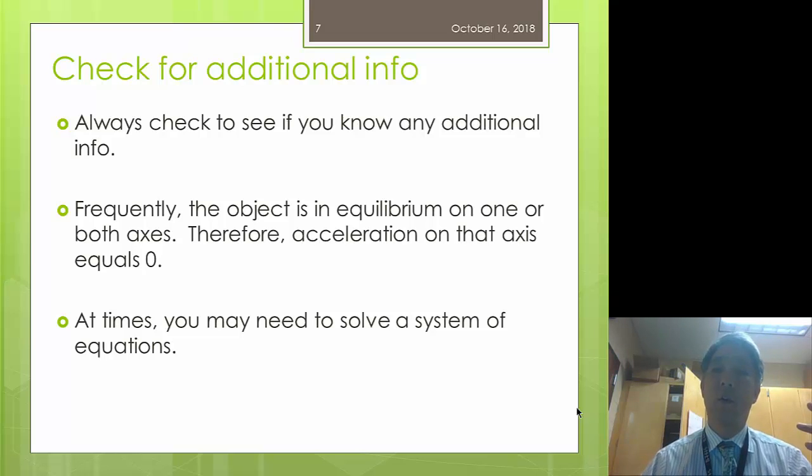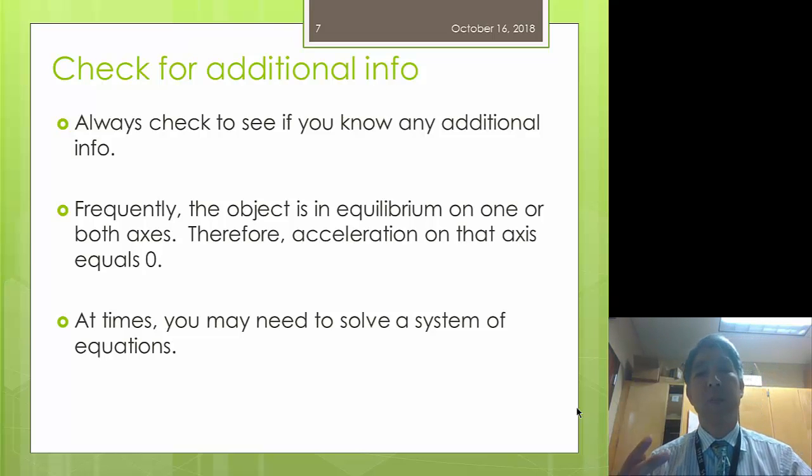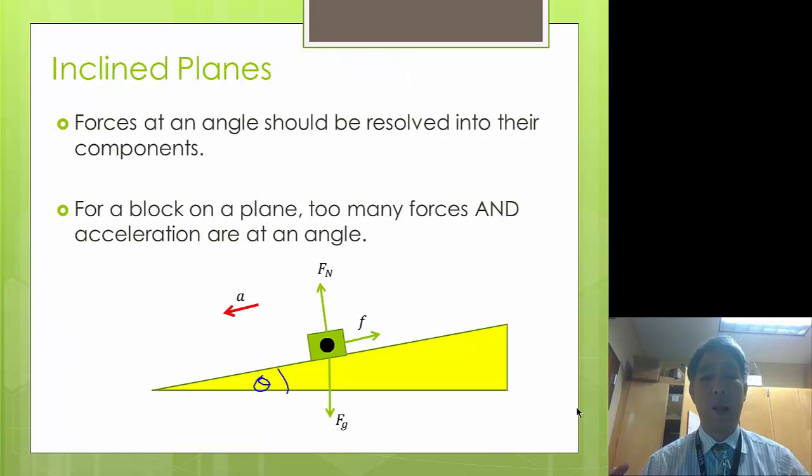And in the worst case scenarios, you may need to solve a system of equations. You can't just look for numbers and work in a straight line fashion. There can be a system of equations involved. So that brings us to inclined planes.